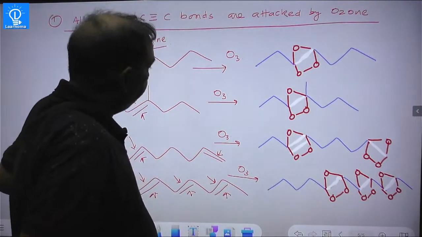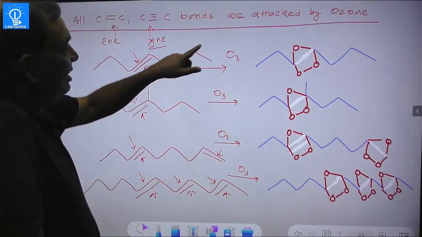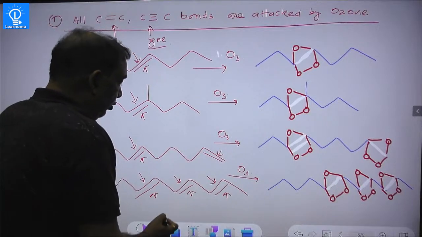Now see, this is step number 1. This is the reagent number 1. What will the ozone do? Ozone will do this.